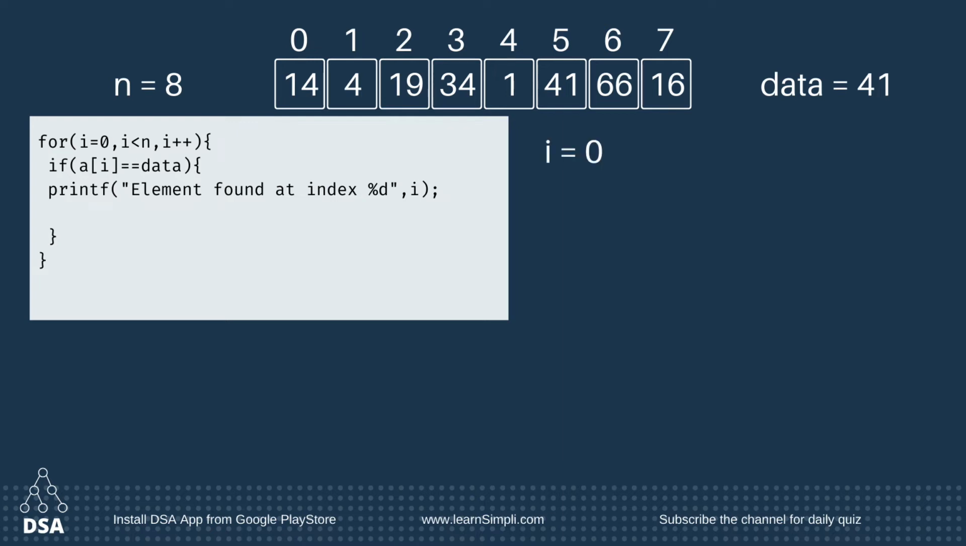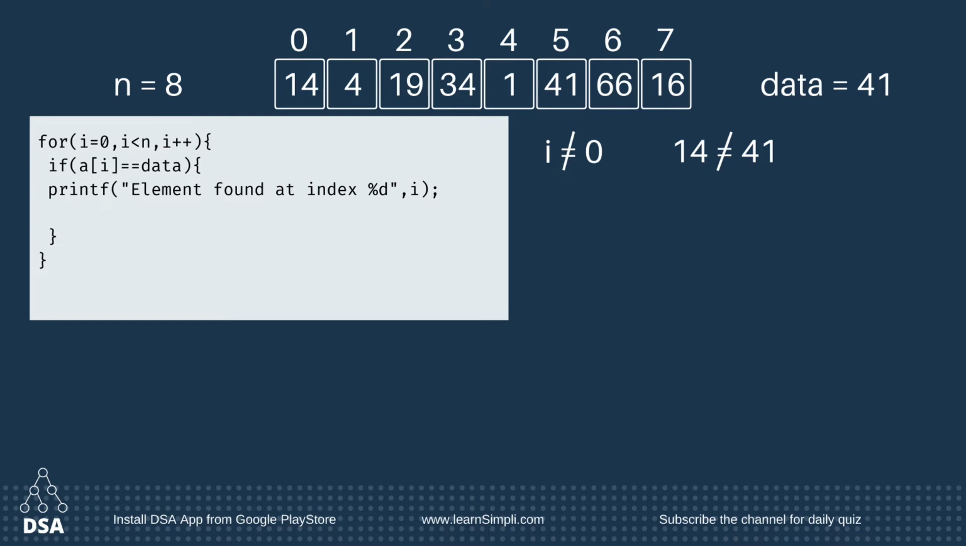Let's see how the code is traced with the searching element 41. Here the first index value is i equal to 0, which is less than n. We will enter the if condition. a of i is not equal to data, that is, 14 is not equal to 41. The control will not go to the print statement because we have not found the element. It will move to the print only after we find the element.